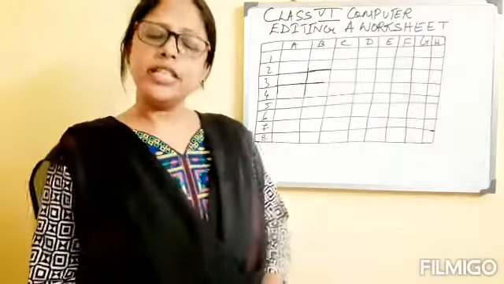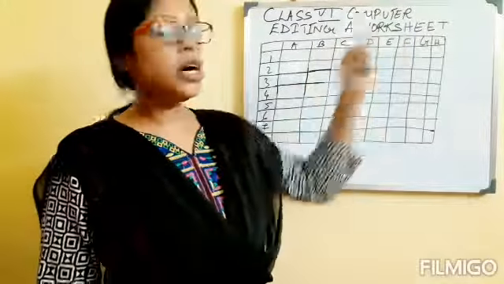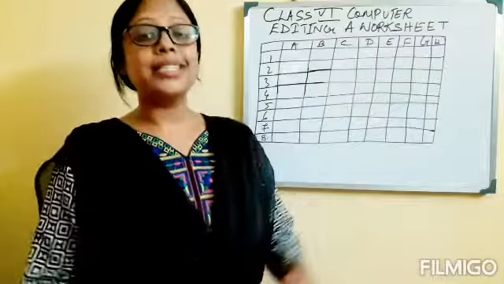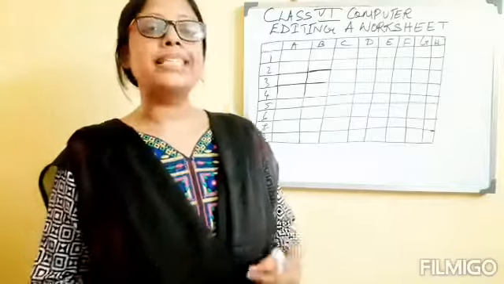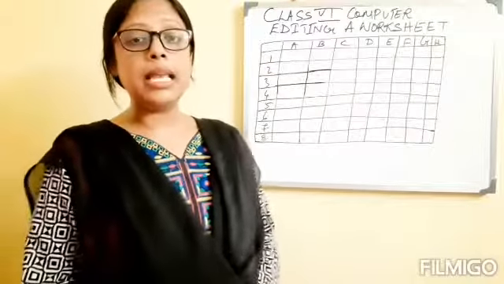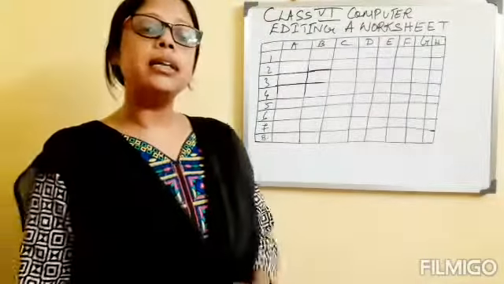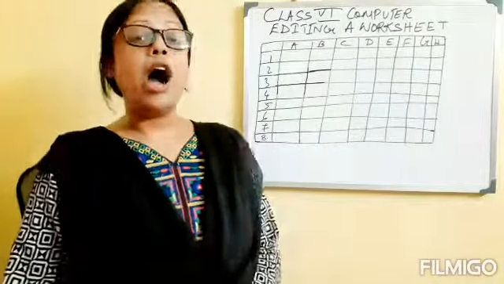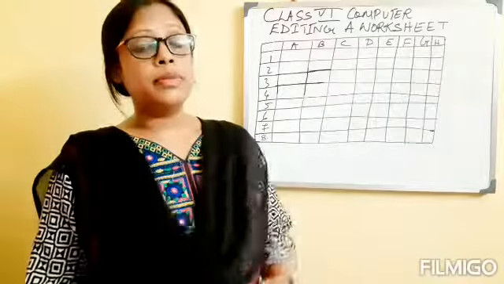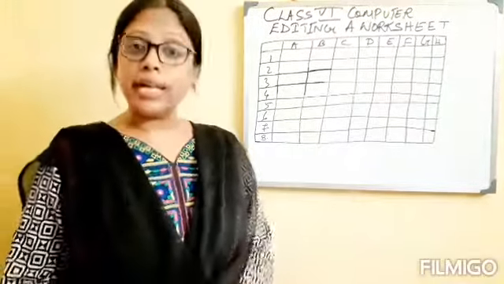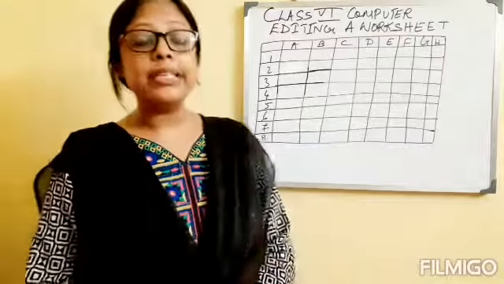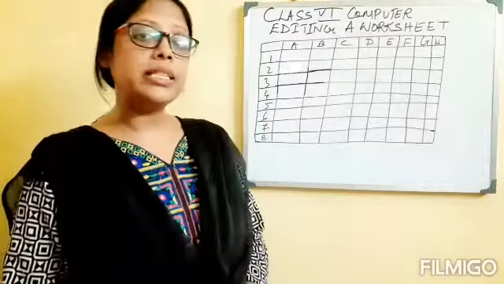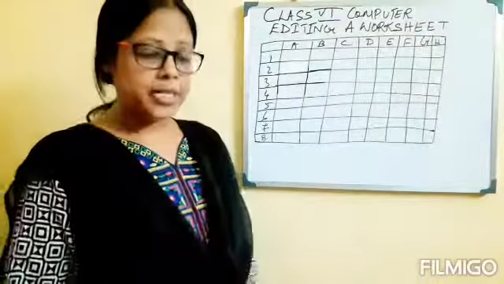Today I'm going to continue the lesson on editing a worksheet. Previously we learned what editing is, how to select a particular cell, how to edit the data partially or edit the entire data, how to select a range of connecting cells, and how to select non-connecting cells. Today we are going to proceed with the rest of the chapter.